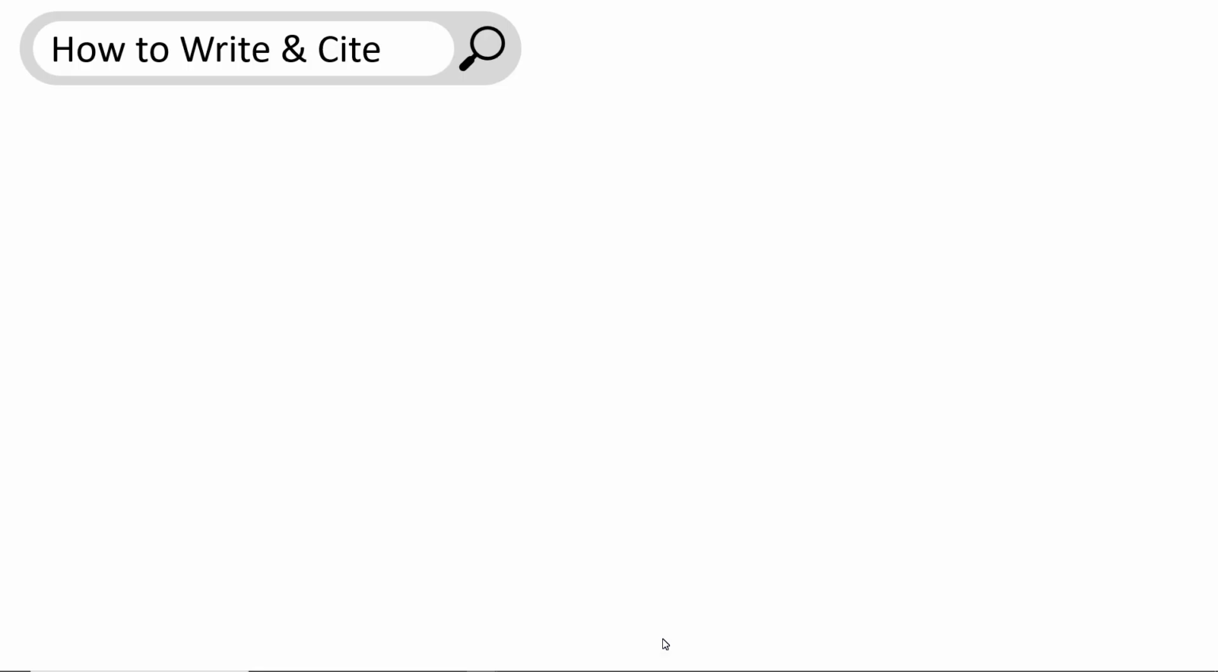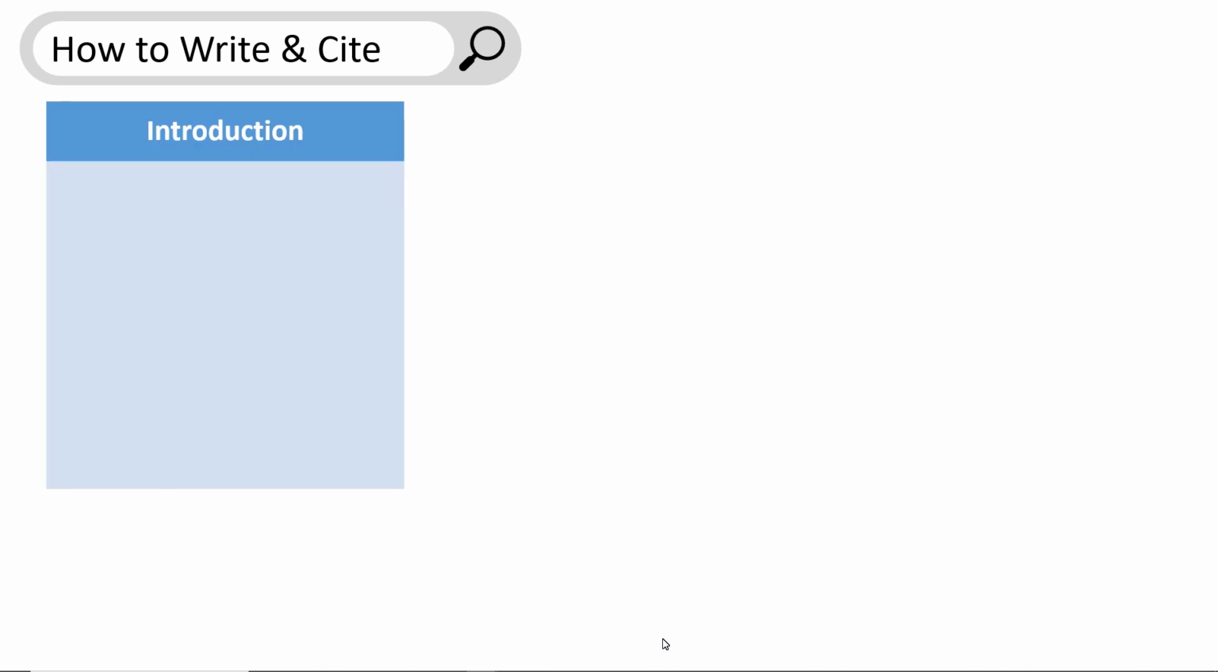Now let's look at how to write your paper and cite your sources. I know we just looked at our introductory paragraph, but there are a lot of different ways you can write an introduction. In general, you'll provide background information, explain your topic, offer a roadmap for the rest of your paper, and provide a clear, debatable thesis.